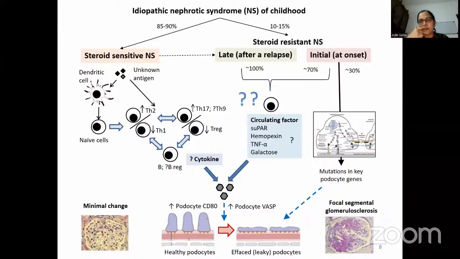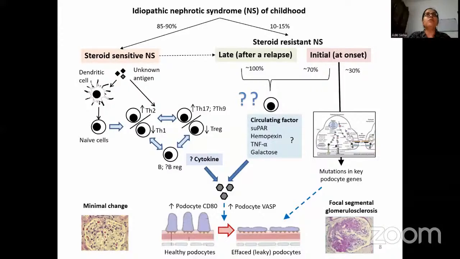We know that the majority of cases of nephrotic syndrome tend to be steroid sensitive in nature, and they respond to corticosteroid. The 10 to 15% of cases that usually do not respond at onset of disease are termed initial steroid resistance. A small proportion do not respond later in the disease course, late steroid resistance. The majority of patients with steroid sensitive disease and late steroid resistance, and also a major fraction of initial steroid resistance, would be caused by what is known as a circulating factor. The identity of this circulating factor is still not understood.